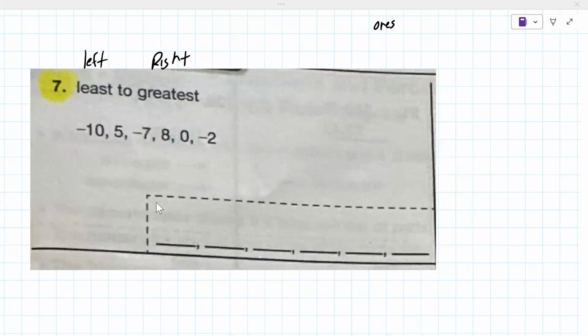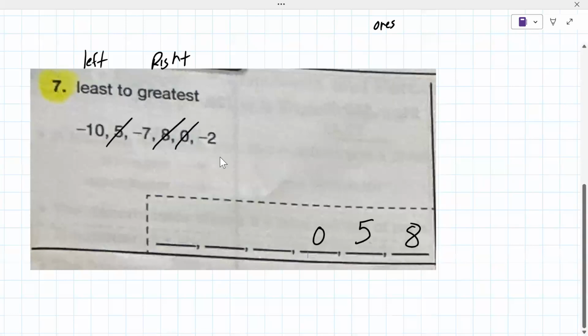Greatest. Okay, so which in this number set here is the greatest? 8. So you put an 8 all the way to the right and then cross it out. Very important to do that. Then what's the next greatest? 5, cross it out. Then what's the next greatest? 0. You got it. Now we're into the negative territory.